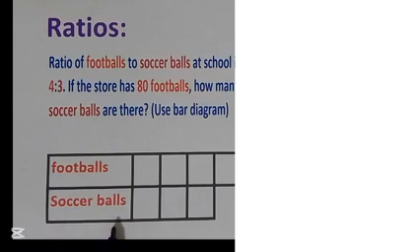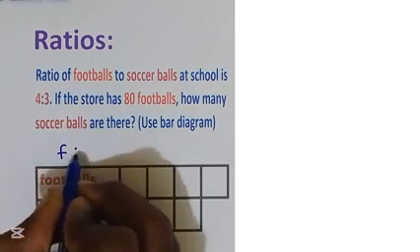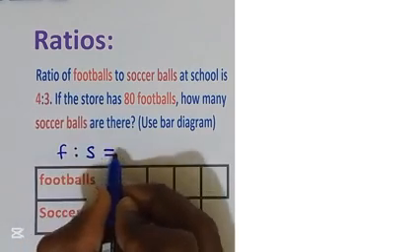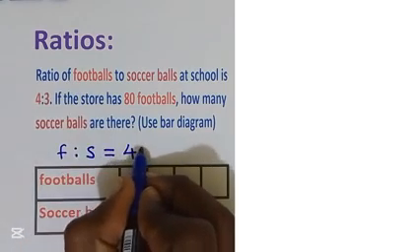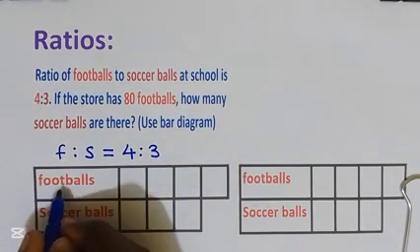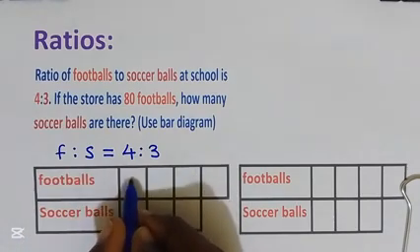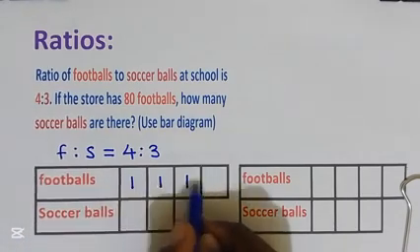They tell us to use the bar diagram, and our bar diagram has footballs and soccer balls, and this first bar diagram is divided into boxes depending on the ratio. So, football to soccer is equal to 4:3. So each box for the football is going to take one ball. So here we have 4 of them. So 1, 1, 1, 1.